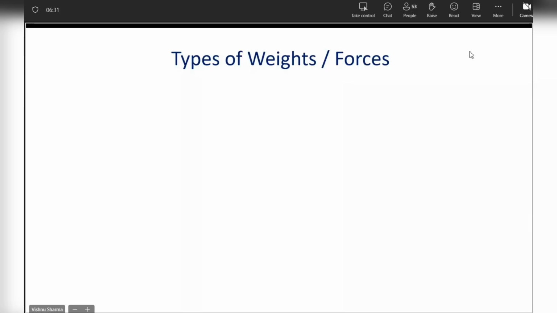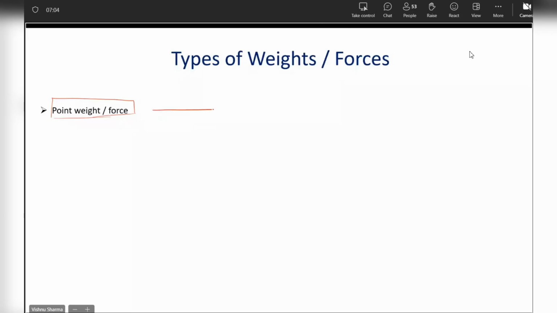Now, the types of weights we'll be dealing with is a point weight or a point force. That means this particular weight is acting at a singular point. I know nothing can act at a single point. There cannot be a weight acting literally at a single point, but for the purpose of our calculations, a point weight or a point force shall be deemed to be one which is theoretically acting at a singular point.